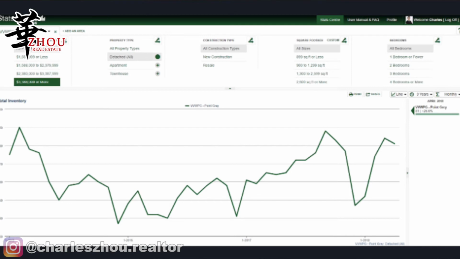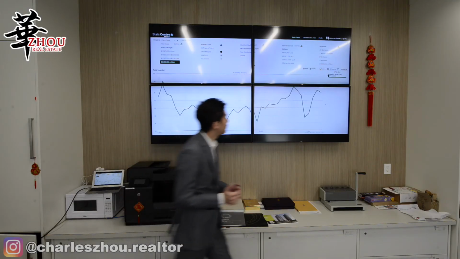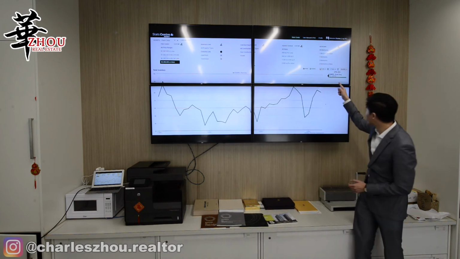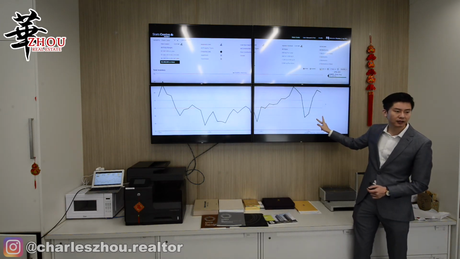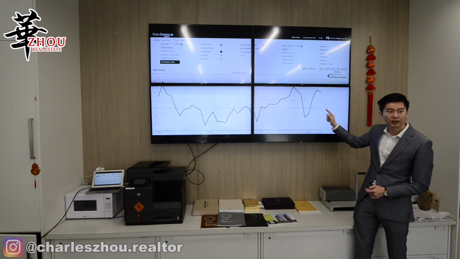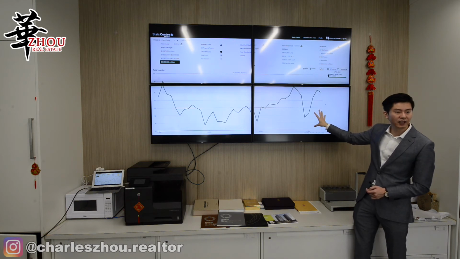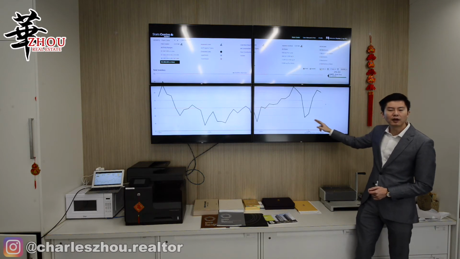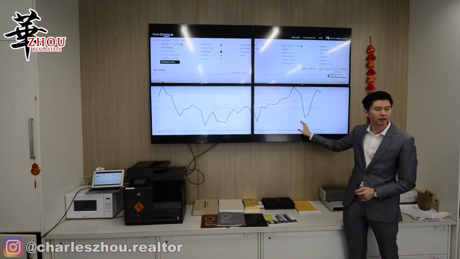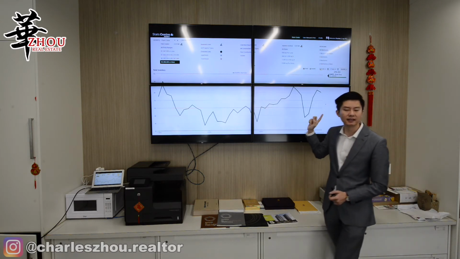And this one is the inventory. So we compare the listing, right? Last time we said 10 sold, and we have 81 listings still in the market. So that means your competition is 81. Every month there are about 10 listings sold, but there are 80 listings on the market.